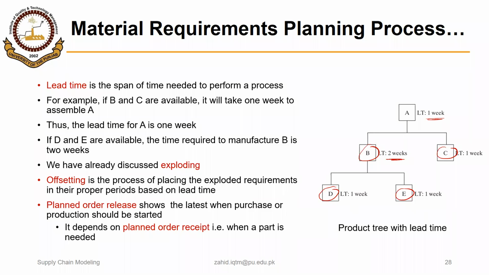We have already discussed exploding. Offsetting is the process of placing the exploded requirements in their proper periods based on lead time. Planned order release shows the latest when purchase or production should be started. This is very important. So ignoring the safety lead time, it depends on the planned order receipt, so when a part is needed. We are basically backward scheduling here. We first see when a certain component will be required, and then we offset the lead time to release the order.